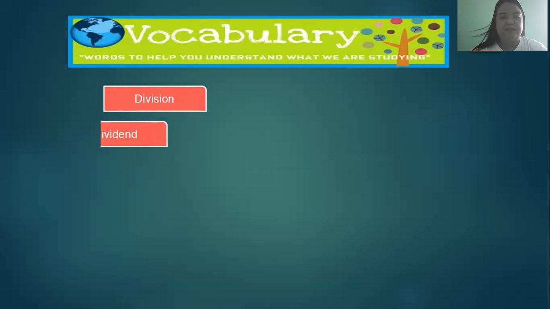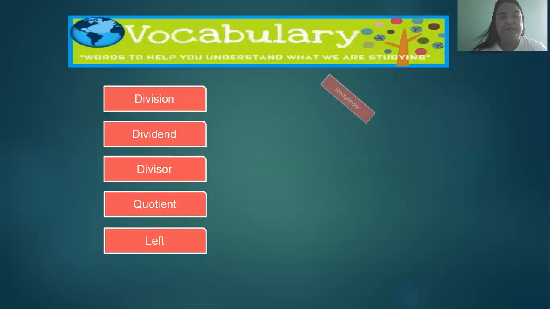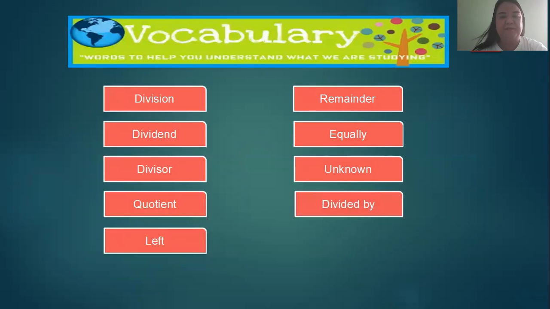But first, let's do our vocabulary. Here are the set of words that you will learn today. First, division, dividend, divisor, quotient, left, remainder, equally, unknown, divided by, share. These are the set of words that you will learn today.